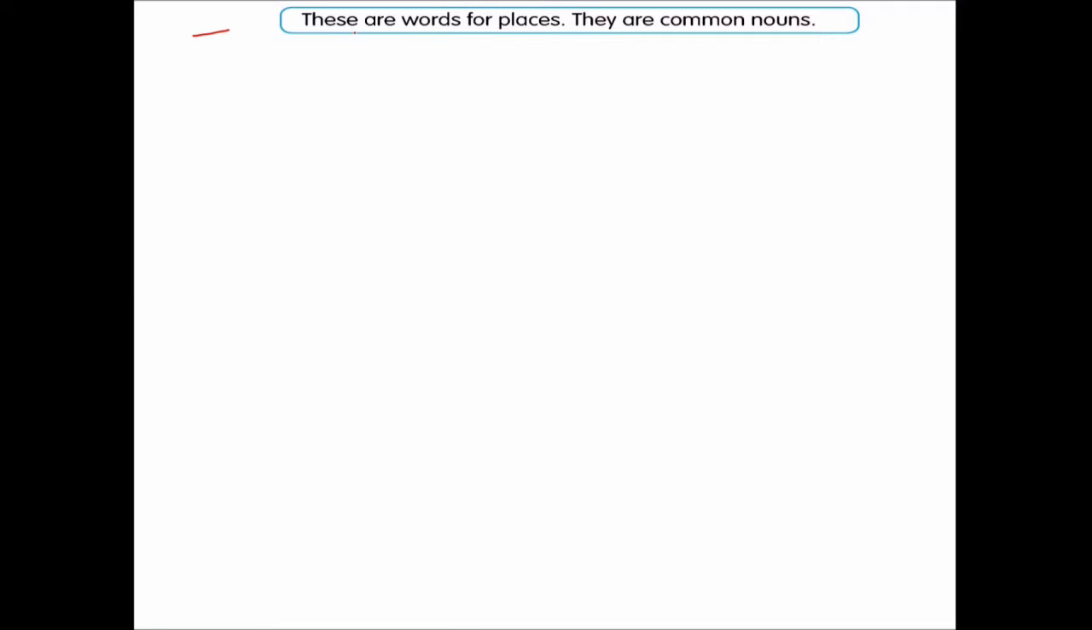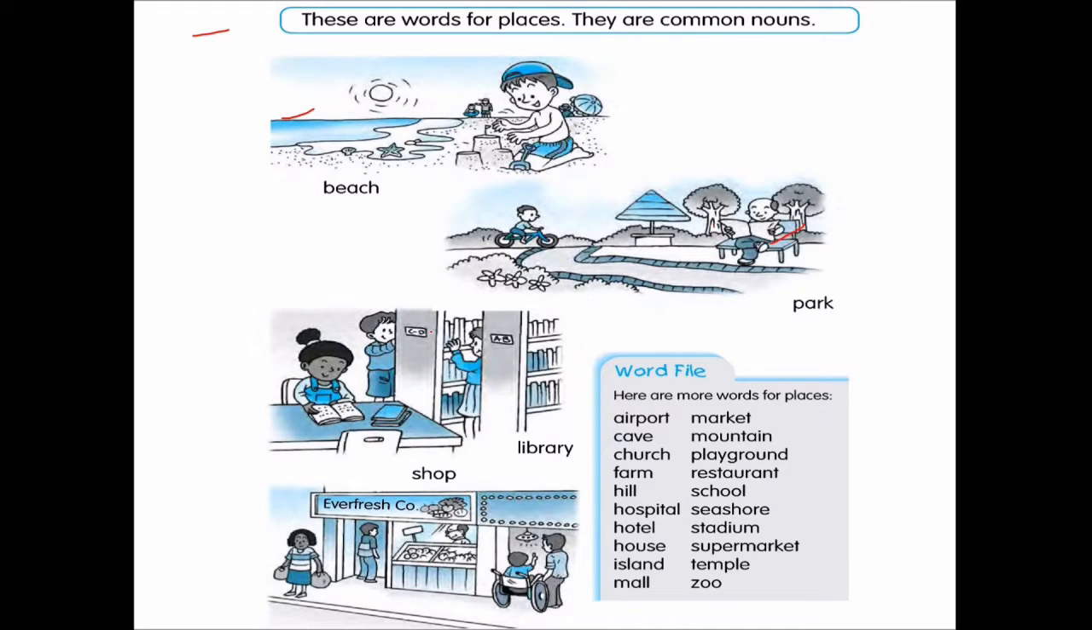These are also words for places. These are also common nouns, like beach, park, shop, library, airport, cave, church, farm, hill, hospital, hotel, house, island, mall, market, mountain, playground, restaurant, school, seashore, stadium, supermarket, temple and zoo. All these are the words for places.